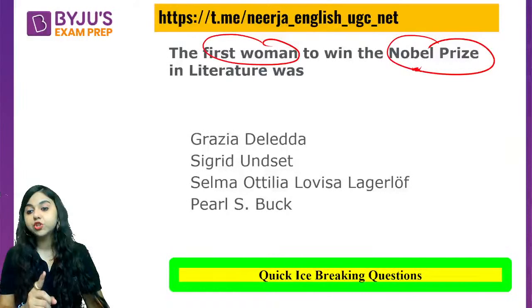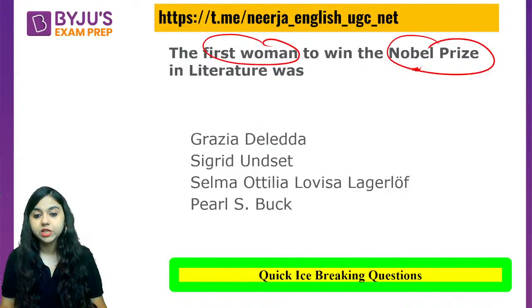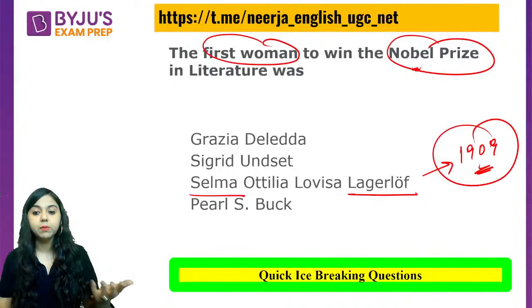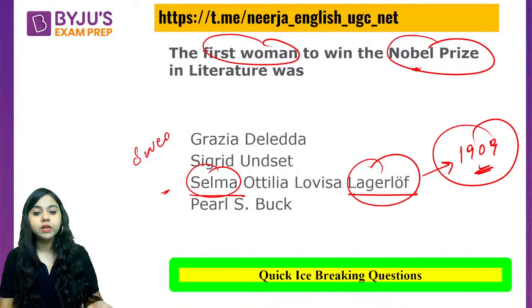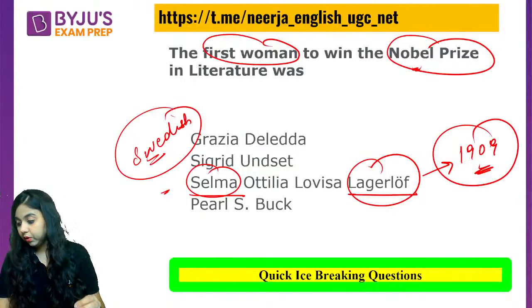So Selma Lagerlöf in 1909 is setting an example for all of us, becoming the first woman to enter the Swedish Academy as well as the first woman to get the Nobel Prize. Next time you can get a question on the origins of Selma Lagerlöf as well. So you should know that she's a Swedish writer. Be very clear about that. Okay, so Selma Lagerlöf is the right answer here.